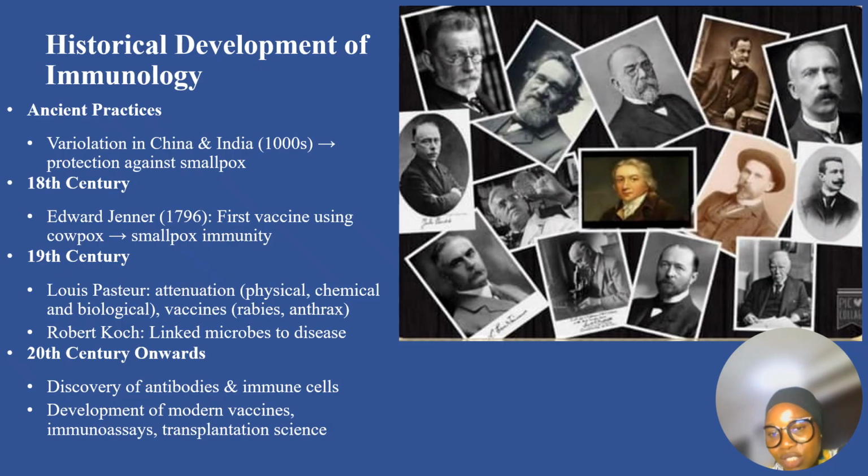New laboratory techniques such as immunoassays allowed quick diagnosis of infections, and transplantation science emerged from the understanding of how the immune system distinguishes self from non-self. From ancient variolation to Jenner's simple cowpox scratch to Pasteur's vaccines and the sophisticated immunology of today, this history shows how human curiosity, courage, and science have worked together to fight disease and protect human life.